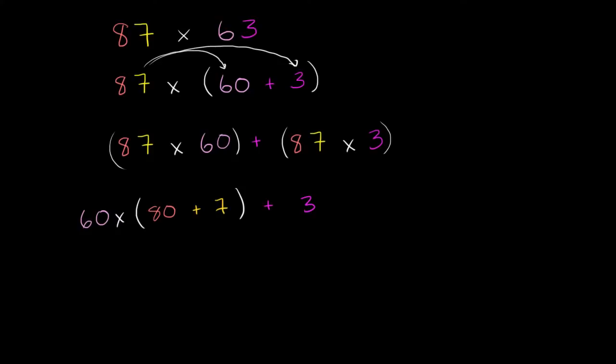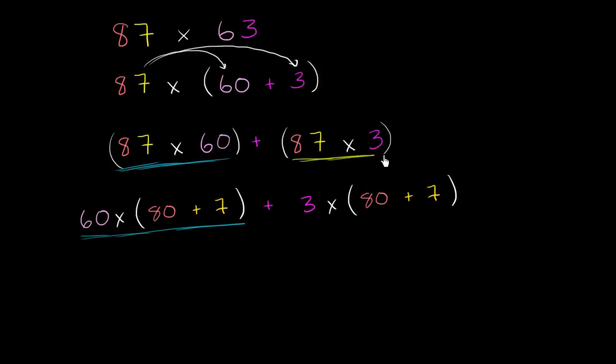Let me just copy and paste that so I don't have to keep switching colors. Plus 3 times 80 plus 7. So all I did, just to be clear, all of what you see right over here, 87 times 60, that's the same thing as 60 times 87, which is the same thing as 60 times 80 plus 7. All that you see here, 87 times 3, that's the same thing as 3 times 87, which is the same thing as 3 times 80 plus 7.